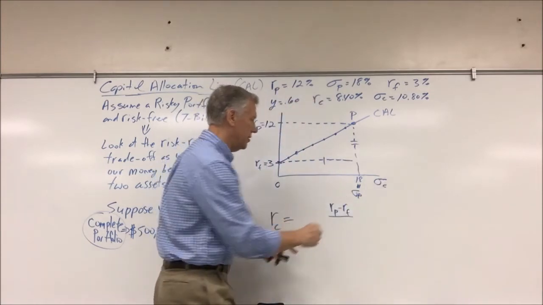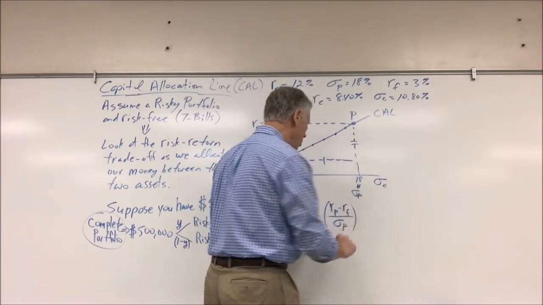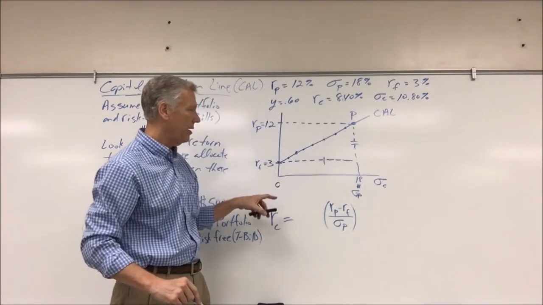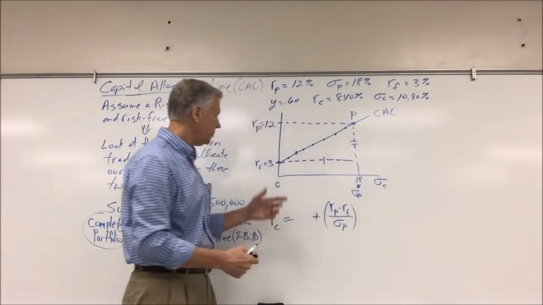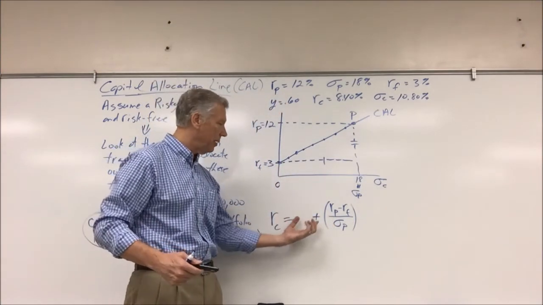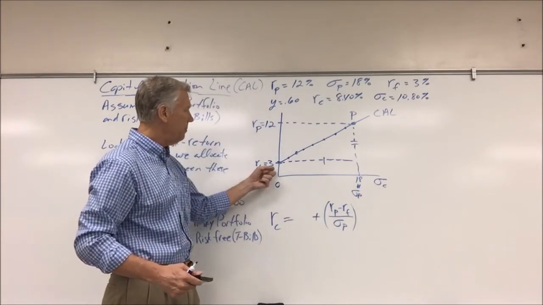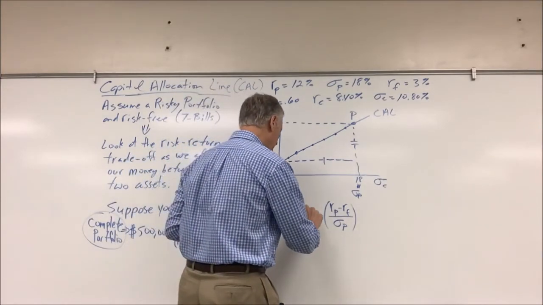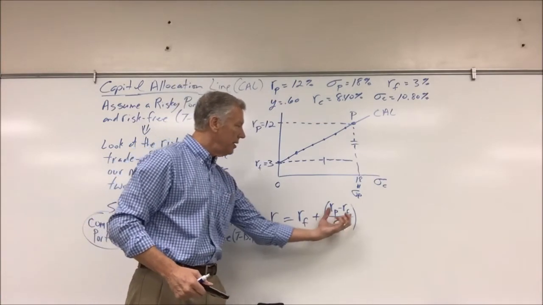Okay. Sigma P, so this is going to be under sigma P. Well, this is the slope of this capital allocation line right here. Now, how about the intercept? Remember, a line is an intercept plus the slope times the independent variable. Well, the intercept is right here. It's RF. So it's going to be RF plus the slope.